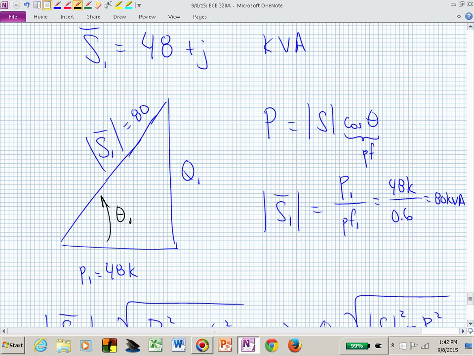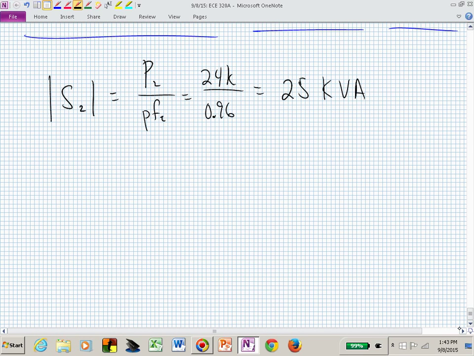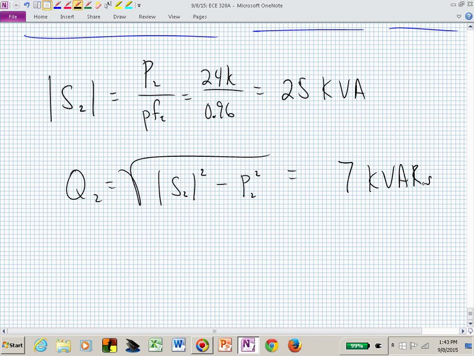Now, if you do the same thing with load 2, we were given the power, we were given the power factor. This was 24 kW. The power factor was 0.96. The magnitude of our second load's apparent power is 25 kVA. That's the length of our hypotenuse. The horizontal length is 24. Q sub 2 is now the square root of S sub 2 squared minus P sub 2 squared, and that ends up being 7 kilovars, and you told me that that's a negative because of the leading power factor.